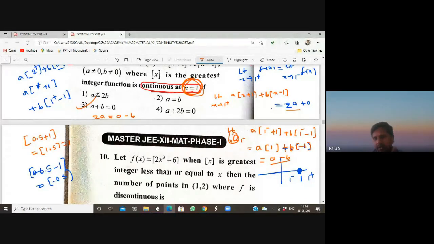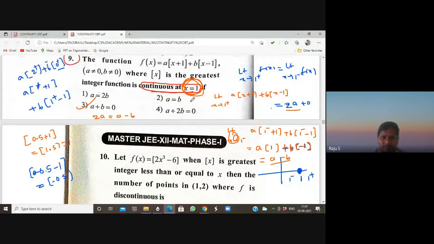Third option. Wonderful. Take all these values to the left side: 2a minus a is a plus b. So very simple. Find the left hand continuity and right hand continuity at 1, and equate both. Just think logically. 1 plus means more than 1, and find what that value is. So it's a completely logical question. There's no need to simplify or write the formulas and all. That's all. We got the third option as correct.